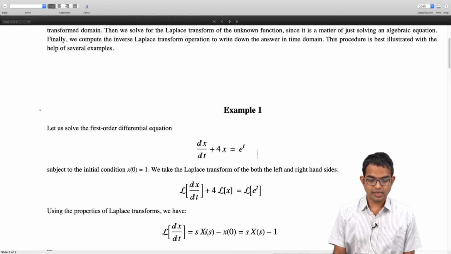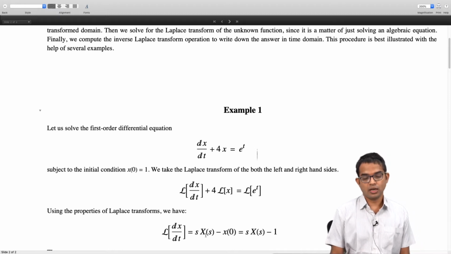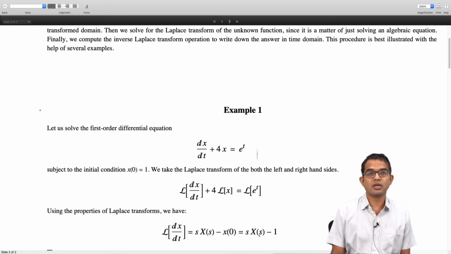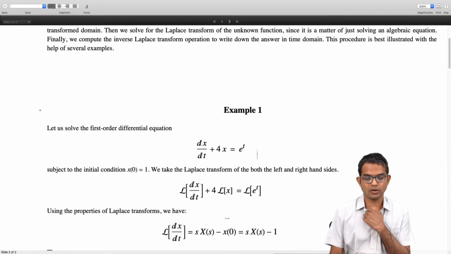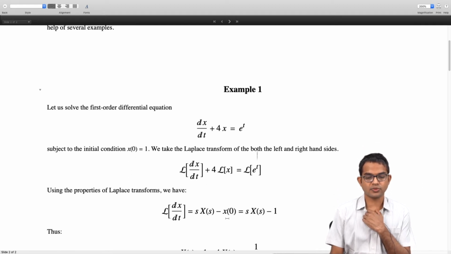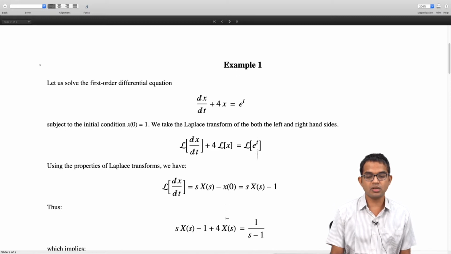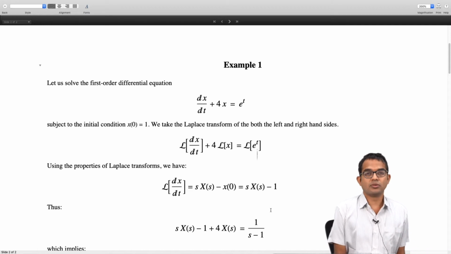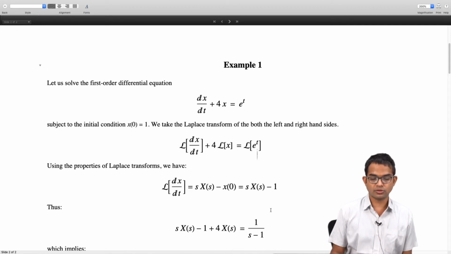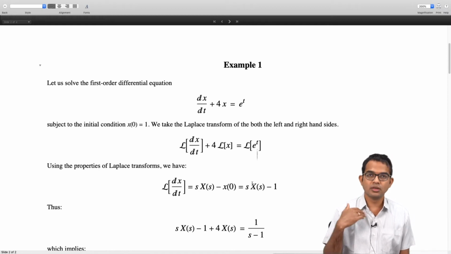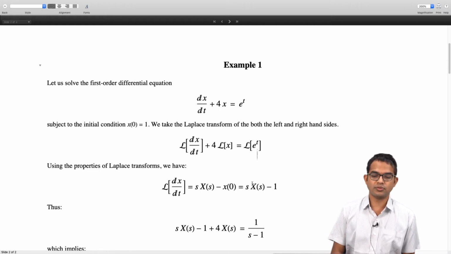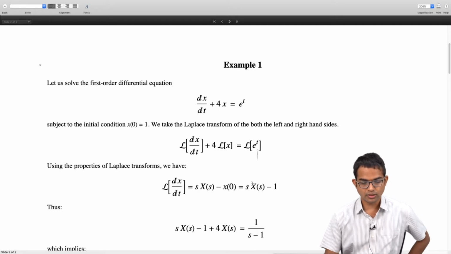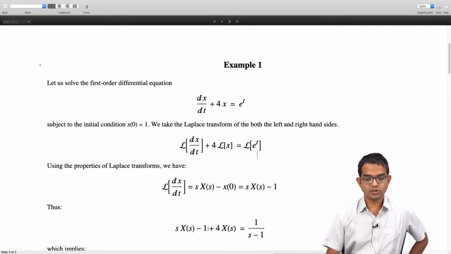So here it becomes s times X(s) minus x(0), but x(0) is given to be 1. So we simply write this as s times X(s) minus 1. And L of x is just X(s), and the Laplace transform of e to the t we know is just 1 over s minus 1, right? This is one of the Laplace transforms we worked out right at the beginning. We can look it up from the table, or even if you have forgotten, we can work it out directly from first principles. It's not very difficult. So s times X(s) minus 1 plus 4 times X(s) is equal to 1 over s minus 1.